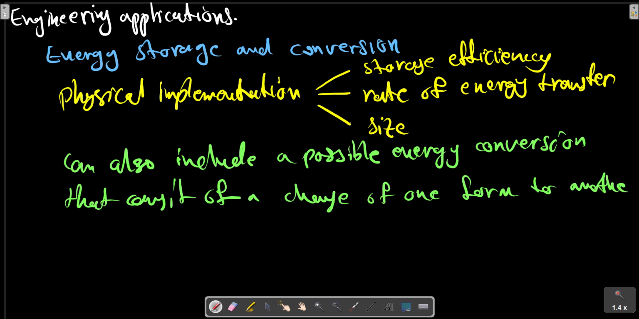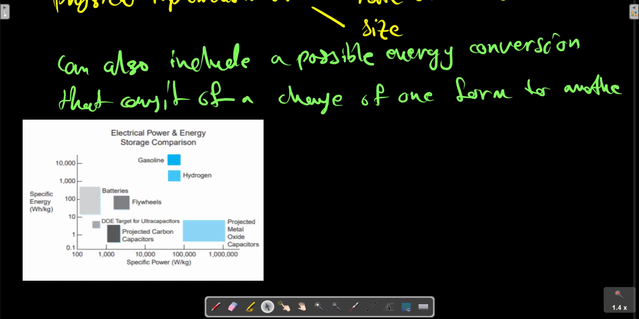These figures show various types of energy storage devices: batteries, flywheels, carbon capacitors, metal oxide capacitors, and the DOE target ultracapacitor. Various types of energy storage.